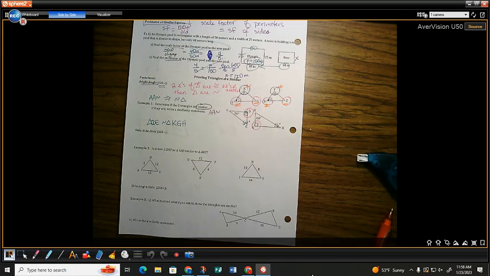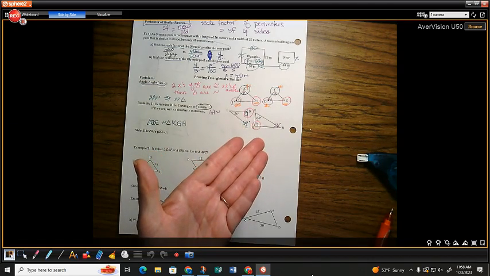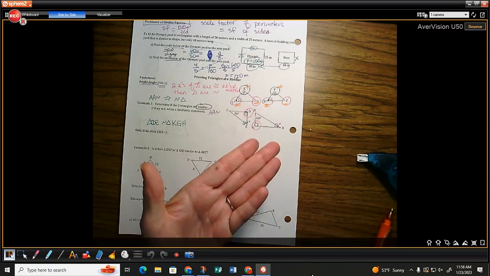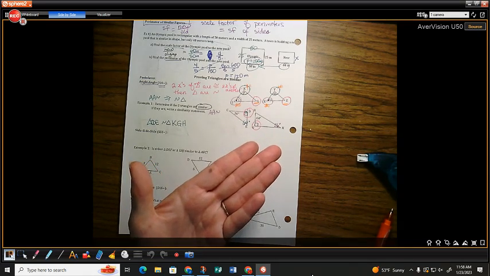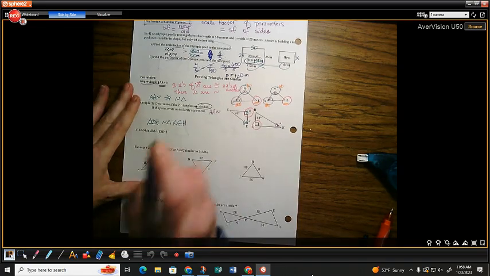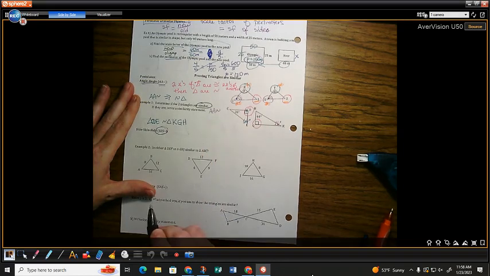Do I know the scale factor for the sides? No. Can I calculate it on these ones? No, I don't have any of the sides, so I don't know what the scale factor is, but I know it exists. It's something. I just don't know it yet. Okay, cool. Guess what we can also do to prove similarity? Side, side, side similarity.